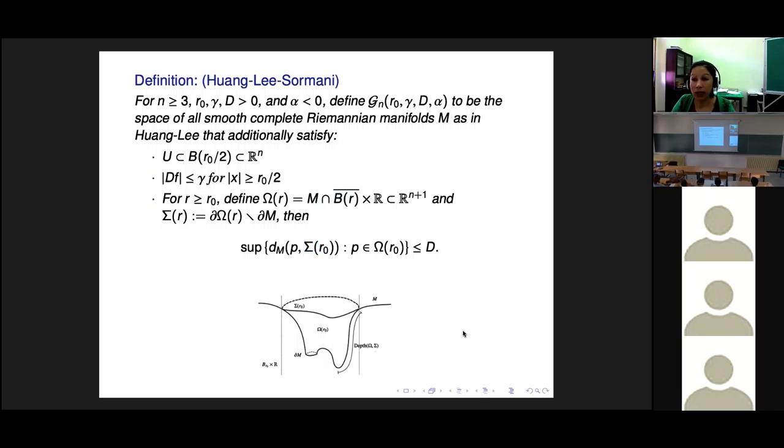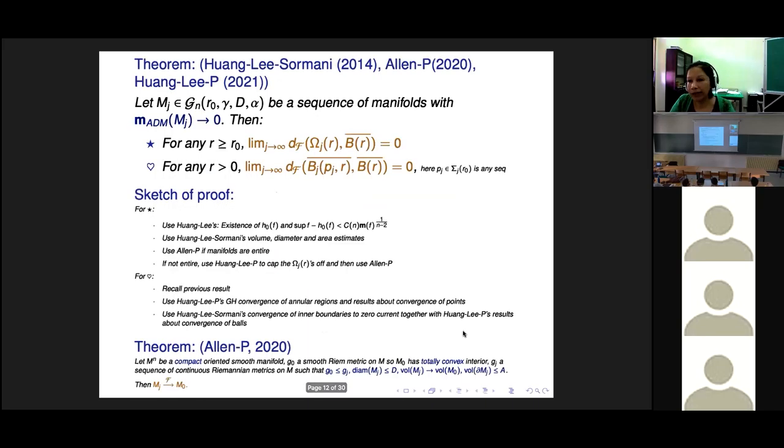Okay, and once they came up with this class, they tried to prove the theorem that I told you below.